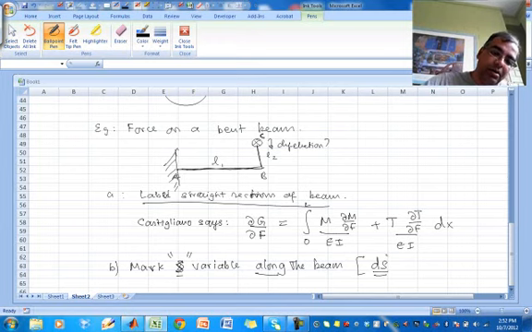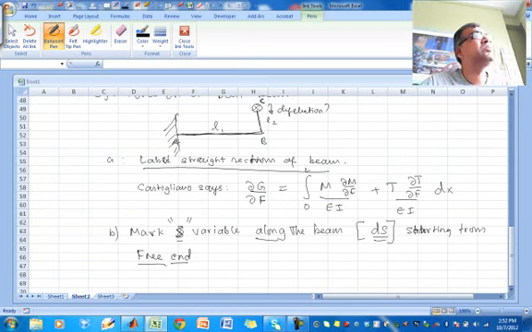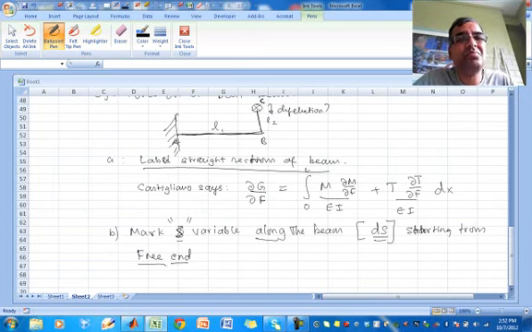And where do I start? Starting from the free end. Please remember, this will make your life a lot easier. Start from the free end, then you don't even have to find the reaction forces. Okay, so that's a very important point. If you start from the free end, you don't have to find the reaction forces. It's very easy for you to do the next steps.